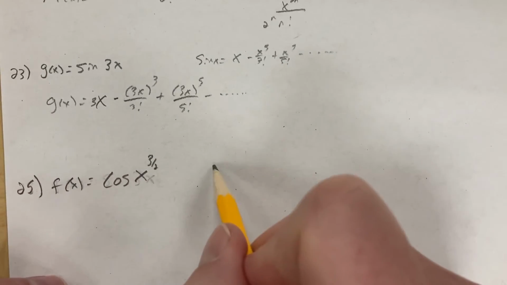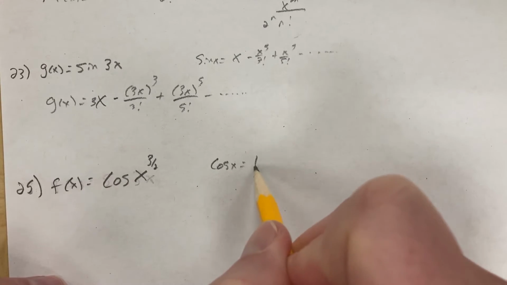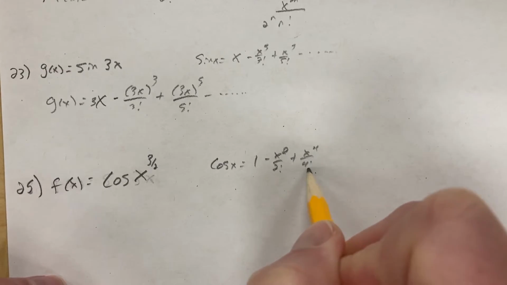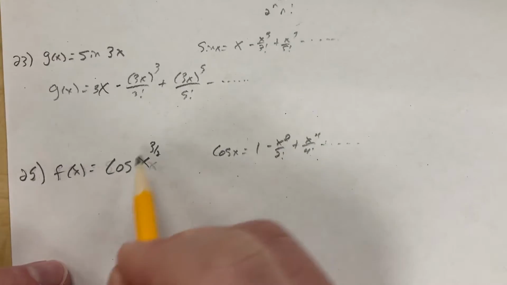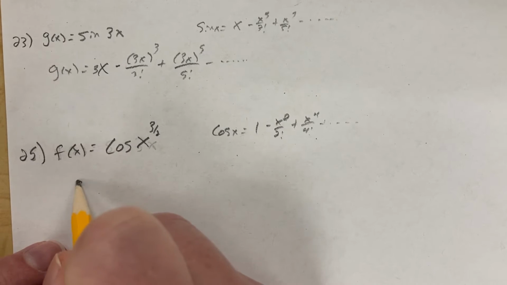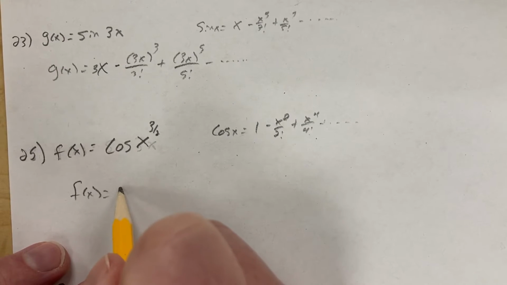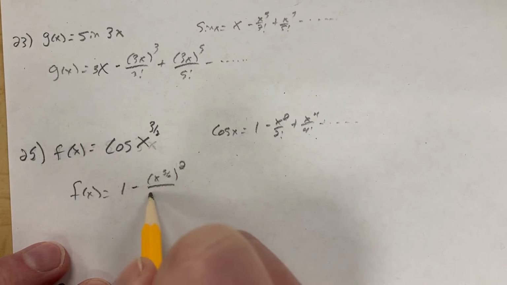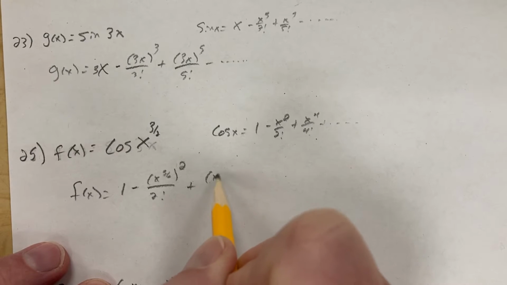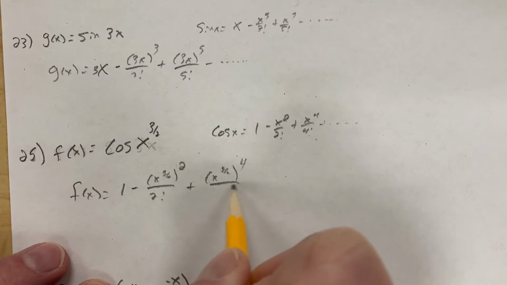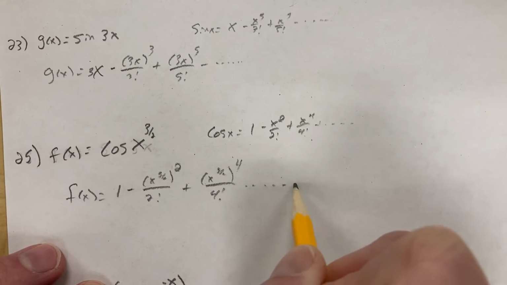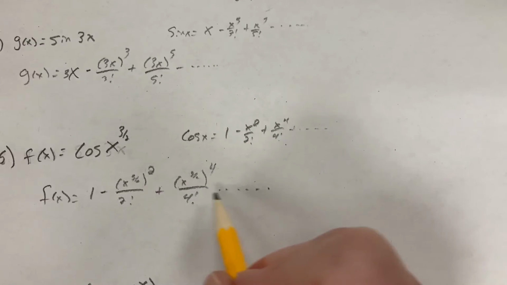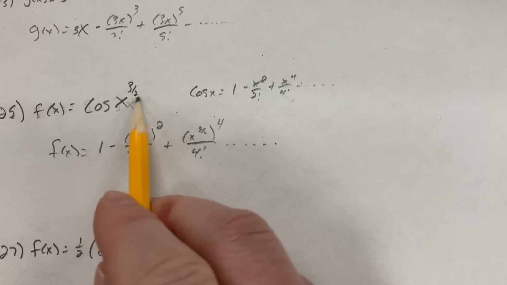Same thing with the cosine. We know that cosine by itself is 1 minus x squared over 2 factorial plus x to the 4 over 4 factorial, and then so on and so forth. So we can do that same idea here. This function's Maclaurin polynomial would be 1 minus x to the 3 halves squared over 2 factorial plus x to the 3 halves to the 4th over 4 factorial, and then keep that going, minus x to the 6 over 6 factorial, x to the 8 over 8 factorial, keep that going there. So that's all we're doing with these things here.